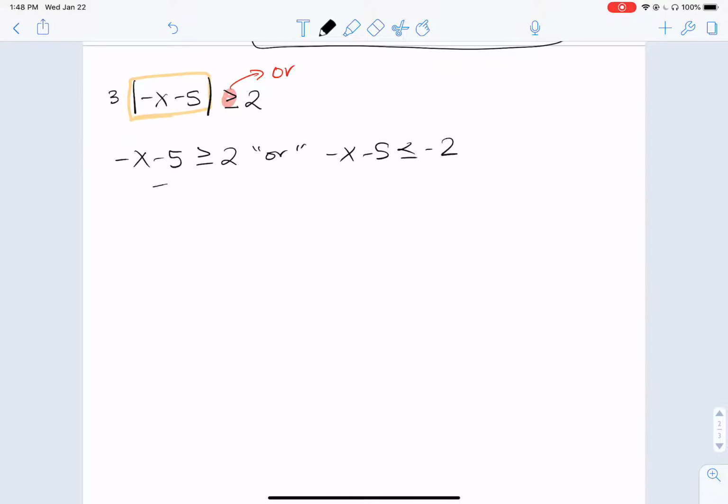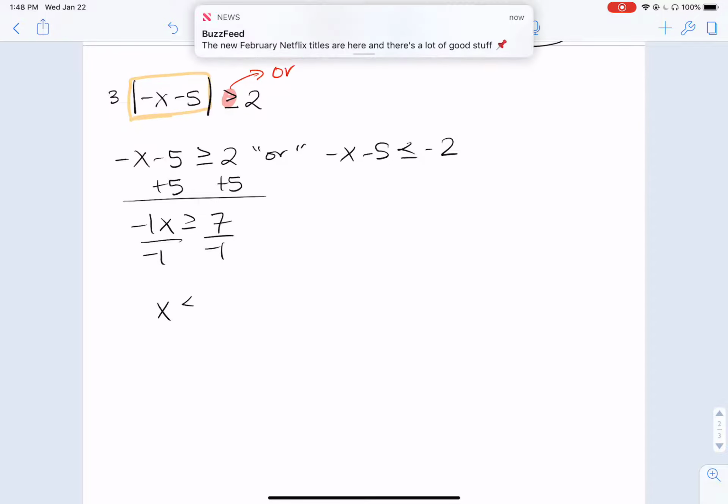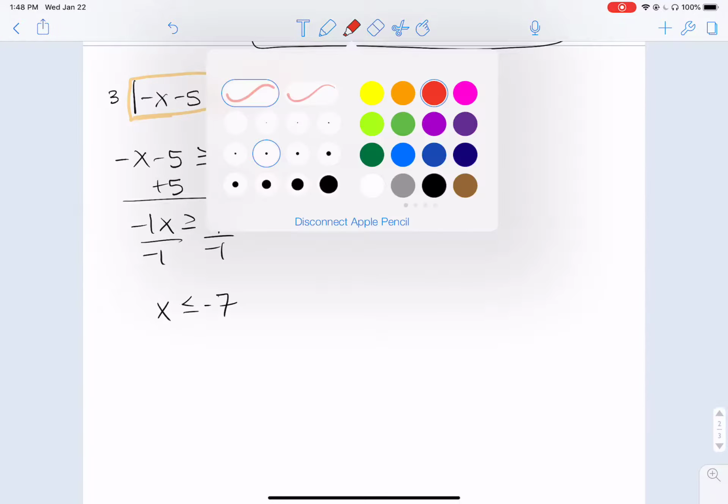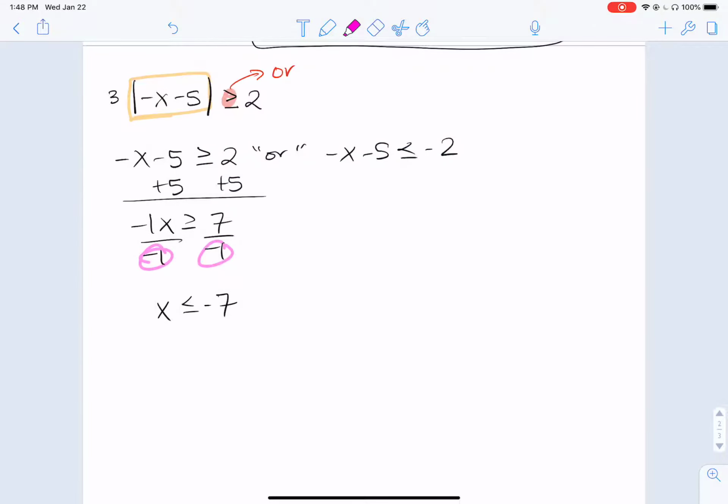To solve these inequalities, we start by adding 5 to both sides, and negative 1x will be greater than or equal to 7. We divide by negative 1, and x is going to be less than or equal to negative 7. Remember, we're dividing by a negative, so this inequality is going to flip, as you see right here.